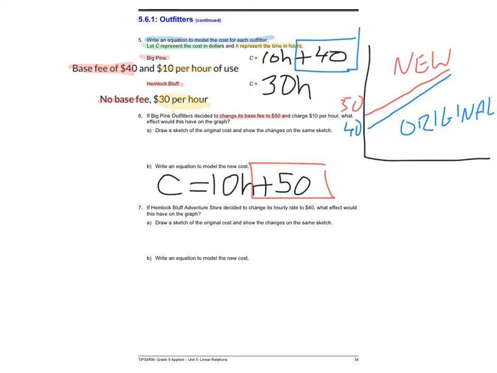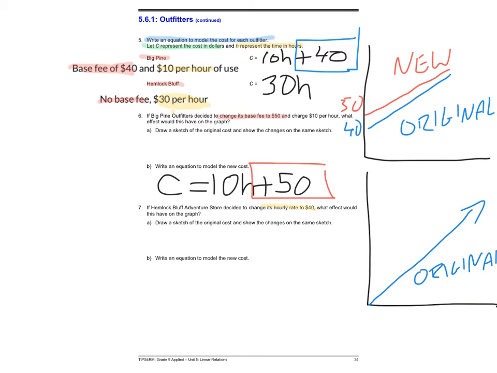Question 7. If Hemlock Bluff Adventure Store decided to change its hourly rate to $40, what effect would that have on the graph? Well, we before used an hourly rate of $30. Now we're going to have an hourly rate of $40. Question A asks for us to again sketch the graph. So, if we had our original graph going up by $30 an hour, our new graph is going to go up by $40 an hour, so it's going to go up by more money each time.